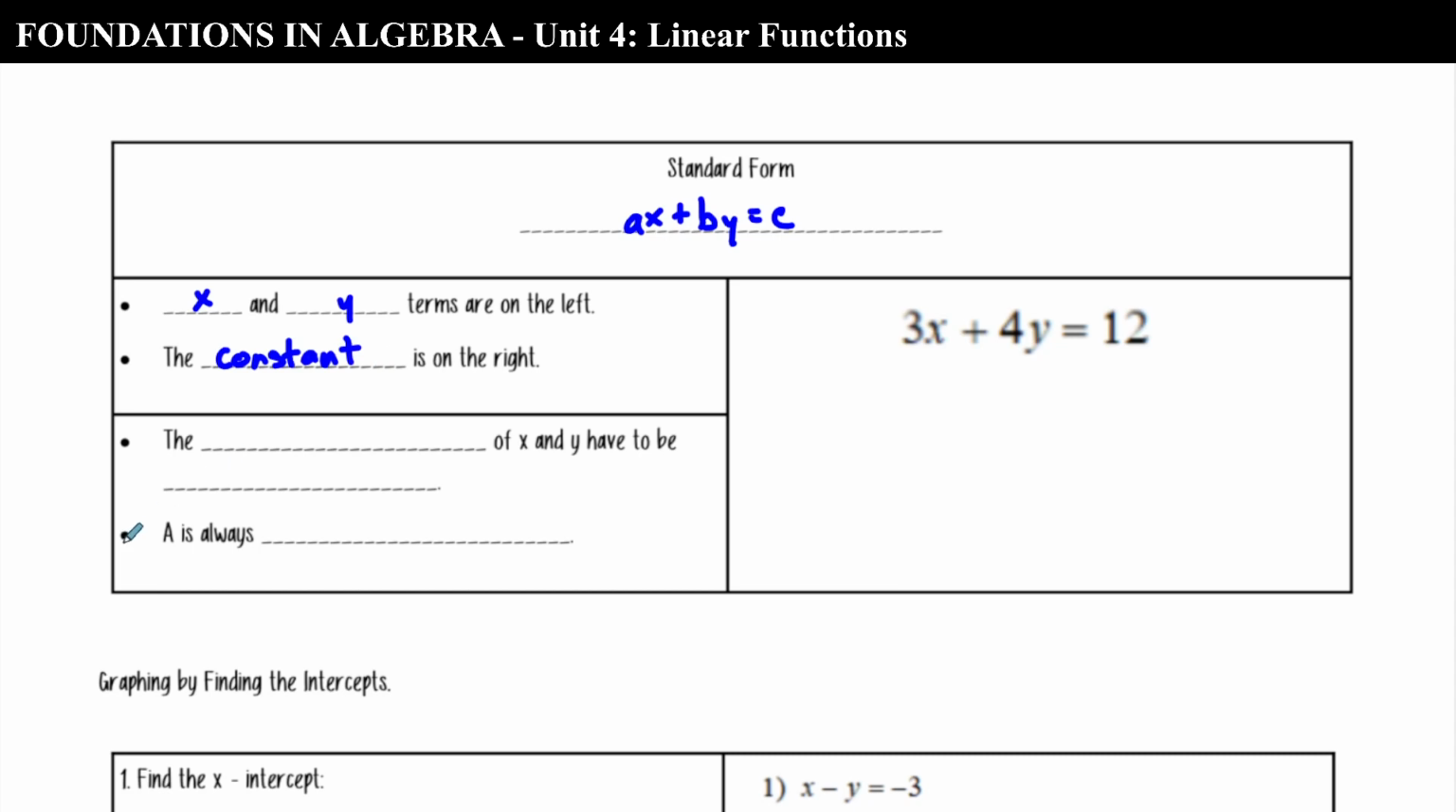The degree of x and y has to be 1, otherwise it would not be a linear function. And a is always going to be positive. We're always going to lead with a positive term. So if you had a negative term to begin with, you would have to multiply everything by -1 to make the first term positive. In this example, 3x plus 4y equals 12, a equals 3, b equals 4, and c equals 12.